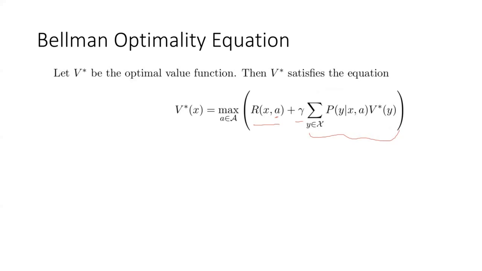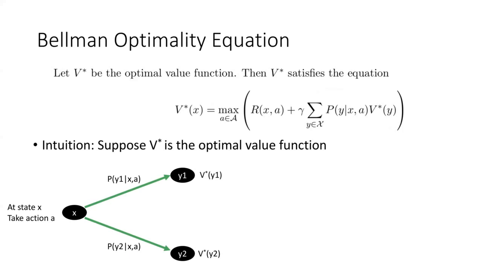But suppose you take the best action, that is, a maximum over actions. Then that should be equal to the value corresponding to this state. Okay. What is the intuition? Think about the following scenario. Assume that V star is the optimal value function. Now suppose that you are at the state X. Okay. You are in the state X.